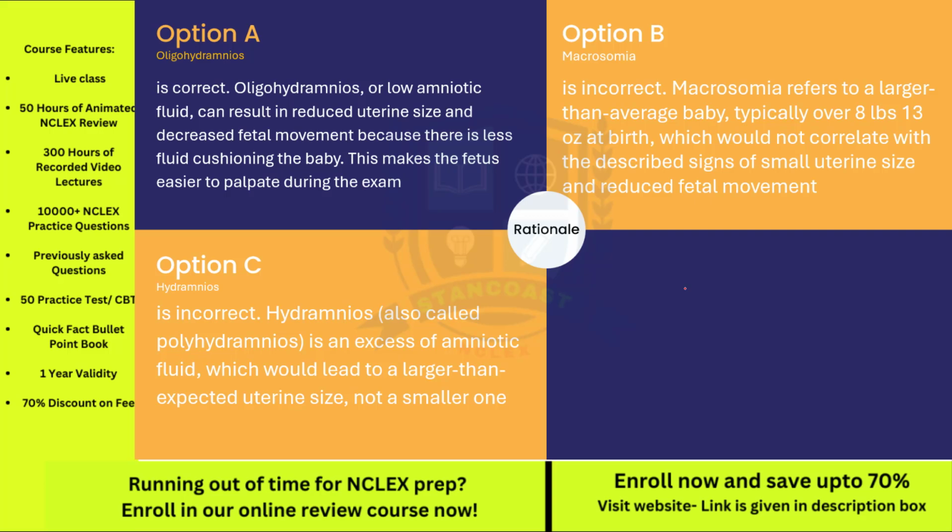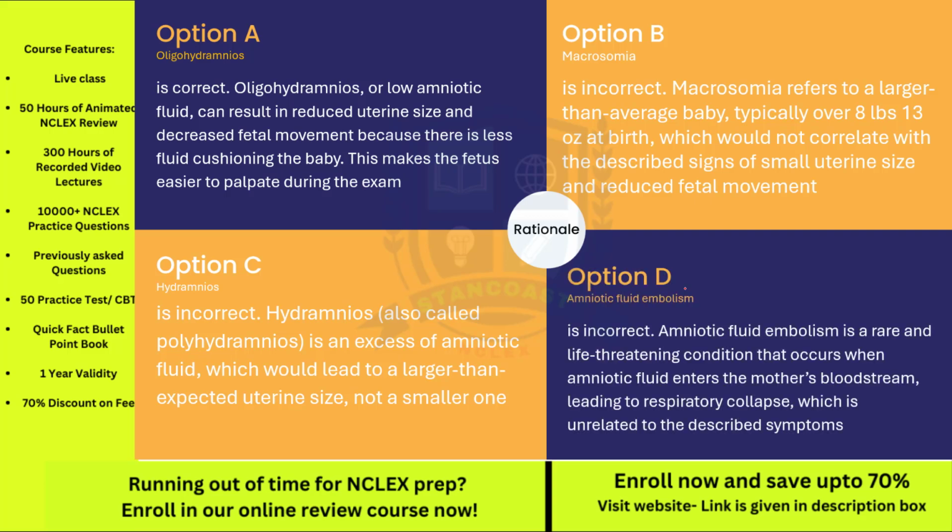D is incorrect. Amniotic fluid embolism is a rare and life-threatening condition that occurs when amniotic fluid enters the mother's bloodstream, leading to respiratory collapse, which is unrelated to the described symptoms.